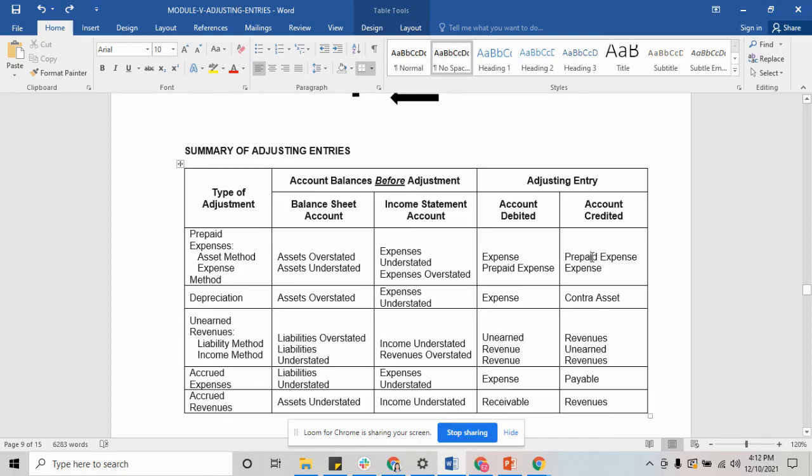Pero sabi nga at the end of the month or at the end of the year, ibabalik mo din or i-adjust mo yung tamang expense at tamang asset, tamang amount niya. So, check nyo na lang tong summary of adjusting entries.